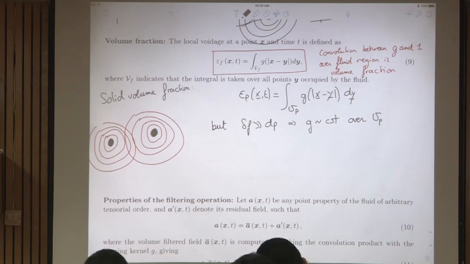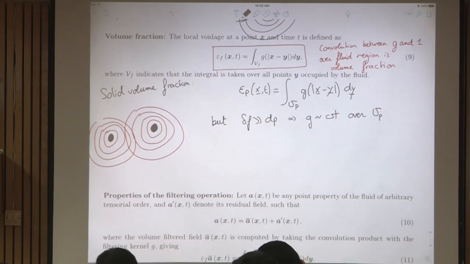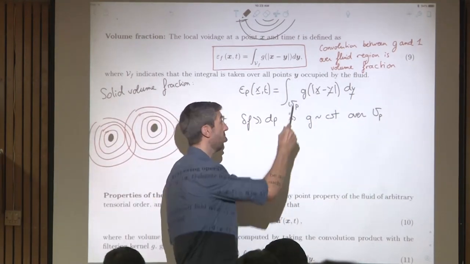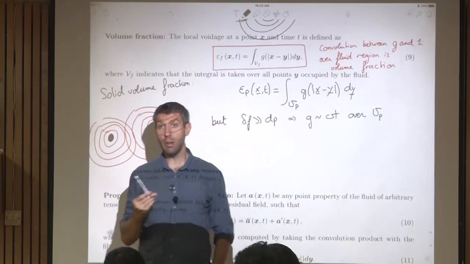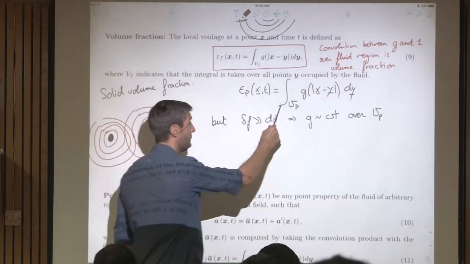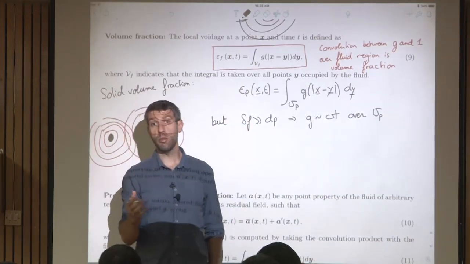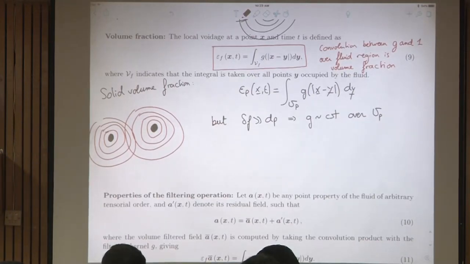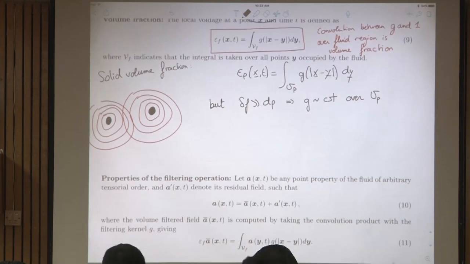Right? My filter is much larger than the particle. And in that situation, if my filter is approximately constant over the volume of one particle, I can take this filter kernel out. I end up with the integral over the volume of the particle, which gives me just the volume of the particle. Now I'm going away from an integration, and I'm just replacing this by a summation over all particles. So I'm going to be able to re-express my epsilon_p, my particle volume fraction, which, by the way, will obviously be just 1 minus epsilon_f.